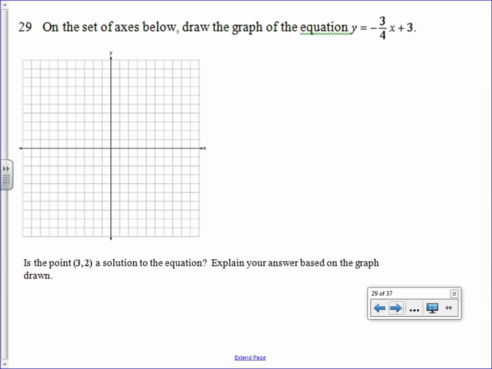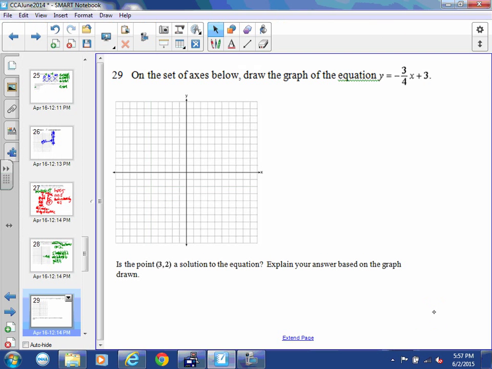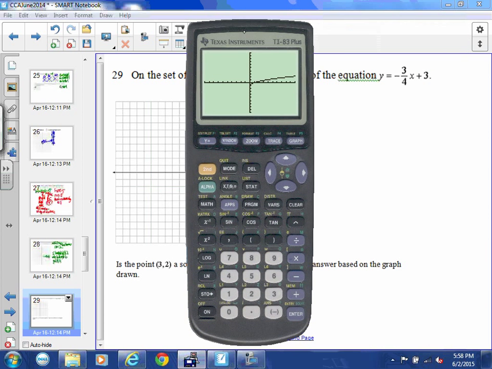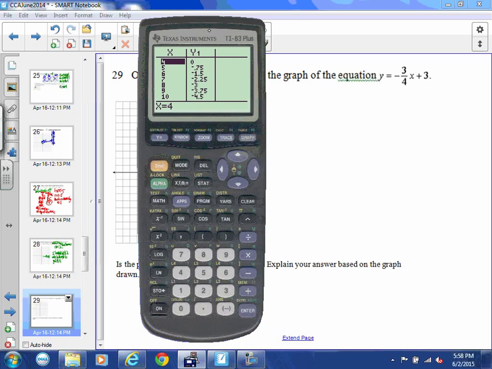On the set of axes below, draw the graph of. Well, for graphing, the best thing to do is just use the calculator. Again, you can do this by hand, but, well, don't. You're more likely to make a mistake if you try and do it by hand. You can do it by hand, but at the very least, check it in the calculator. Type it in. Again, yours, you can do alpha y equals enter. I'm going to plot my points. I want all my nice points from -10 to 10. So I have -8, 9, -4, 6.